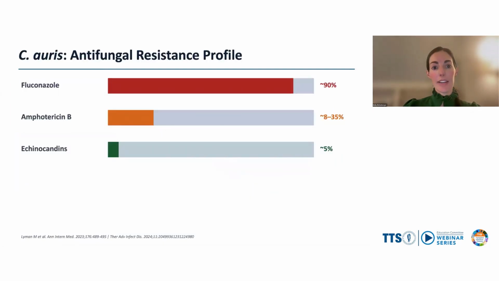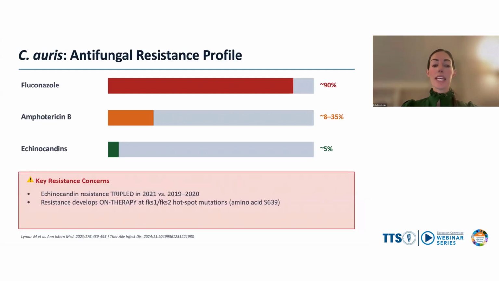So it is intrinsically a very resistant yeast. Up to 90% of isolates are resistant to fluconazole, 8 to 35% are resistant to amphotericin B, and in North America, up to 5% are resistant to echinocandins. One of the key resistance concerns is that echinocandin resistance actually tripled in 2021 relative to the 2 years prior, and resistance to echinocandins can develop on therapy at these particular hotspot mutations, FKS1 and FKS2.